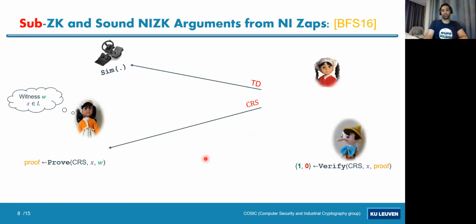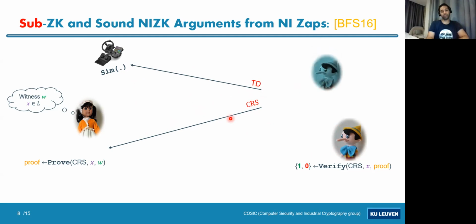So let's see how Baghery and Scafuro built subversion zero-knowledge and sound NIZK. In the standard CRS model, we know that there's a trusted third party who generates the CRS and provides the trapdoors to the simulator. In the case of proving zero knowledge, we assume that the verifier is malicious, and we simulate the proofs and the setup phase.